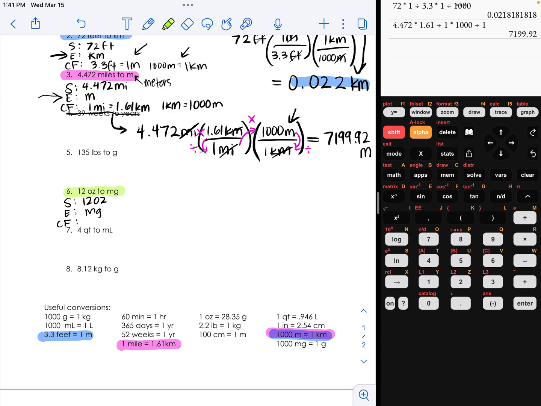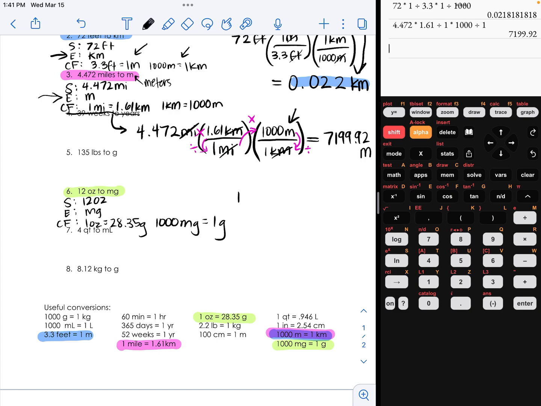As I look down below, I have 1 ounce equals 28.35 grams. And then I can go from grams to milligrams using 1,000 milligrams equals 1 gram. So I'm going to write those up here. 1 ounce equals 28.35 grams. And 1,000 milligrams equals 1 gram. All right, now it's time to map it out. Go ahead and pause and try to set up your dimensional analysis problem with parentheses and everything.